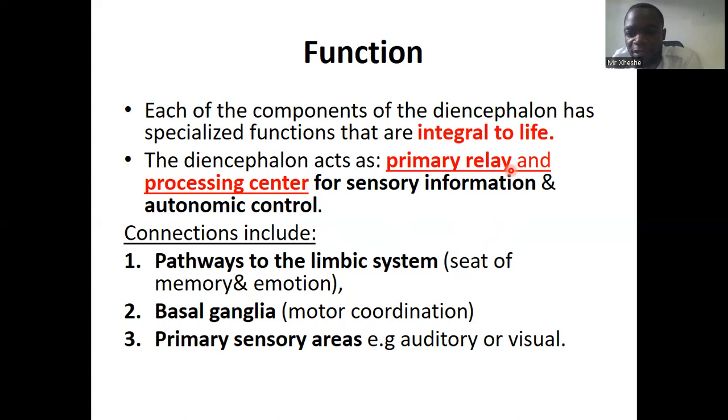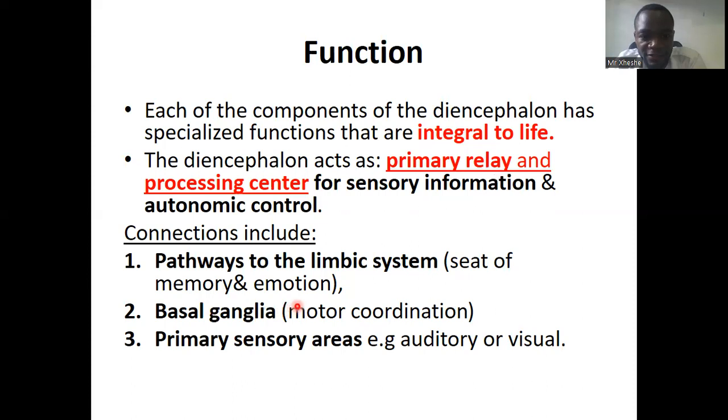Then what about connection? Which other parts of the brain are connected to the diencephalon? Number one is the limbic system. Now, we discussed a bit about the limbic system. So this is a system of survival. Okay, emotion, behavior, response to food, and reproduction. All those functions are associated with the limbic system.